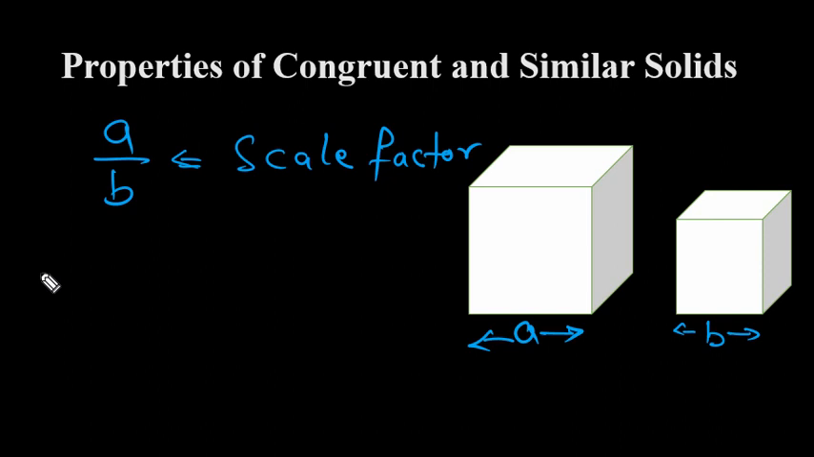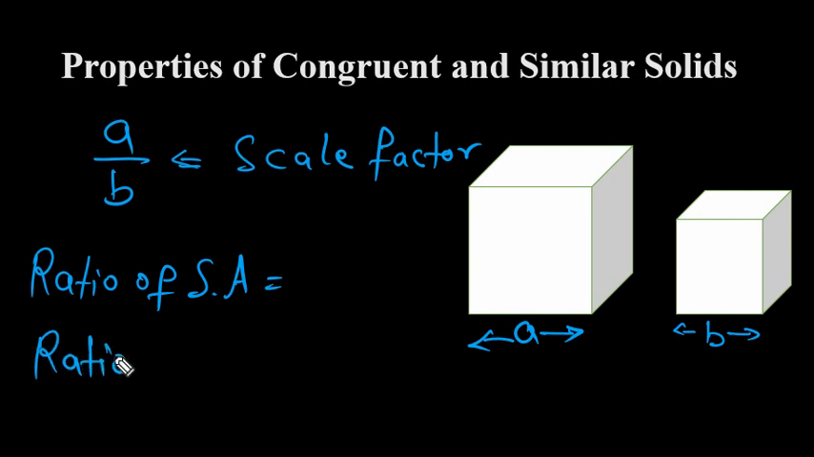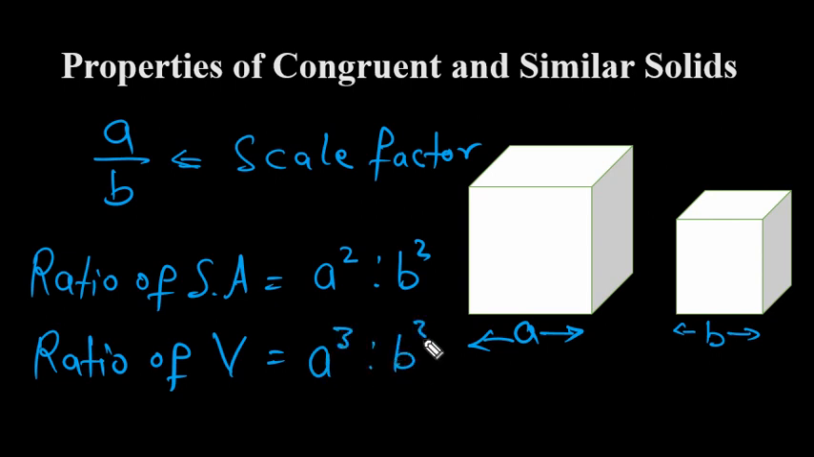Then what will be the ratio of surface area? And what will be the ratio of volume? The ratio of surface area will be A squared to B squared, and the ratio of volume will be A to the power 3 to B to the power 3. That you need to remember.